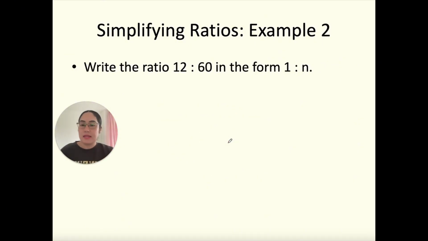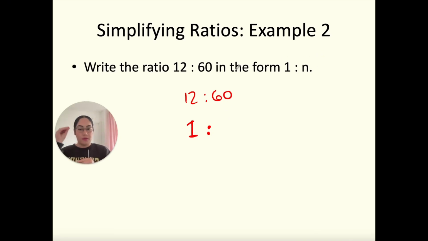Always remember that. You could also get something like this, where it says, write the ratio of 12 to 60 in the form of 1 to n. So 12 to 60 in the form of 1 to n. If it gives us this format, it's telling us that this one is equal to 1. So if this one is equal to 1, what is the value of n?